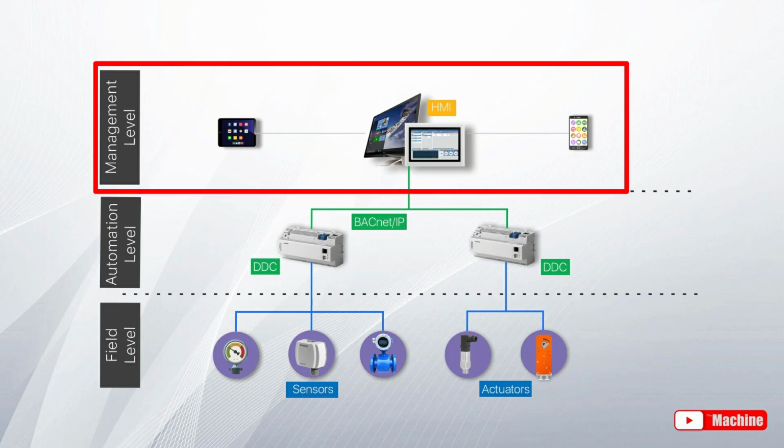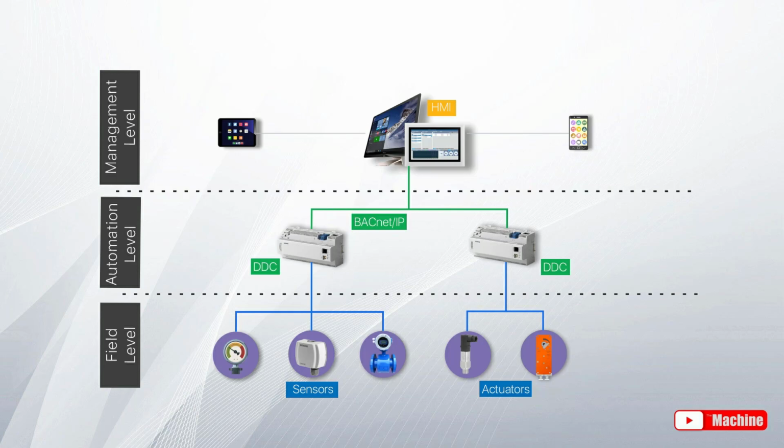On top of them is the management level. The management level provides an interactable user interface to the building operator. It displays all the information taken from the field level by the controllers in a graphical user interface format. The management level can either be a PC or an HMI, and it can also send data via SMS or email in case of any critical alarms. So those are the three BMS layers: field, automation, and management.